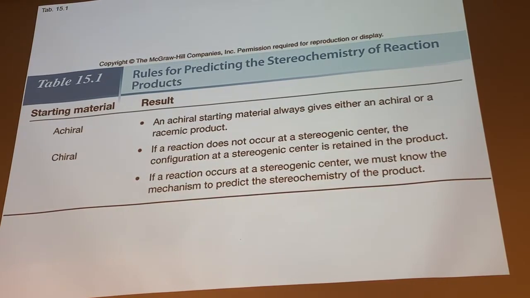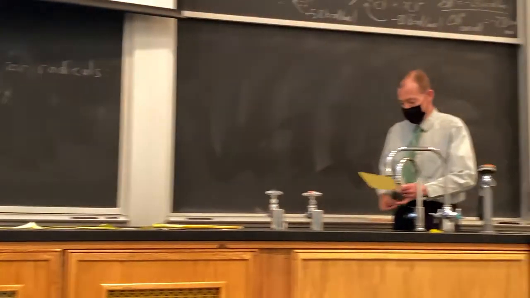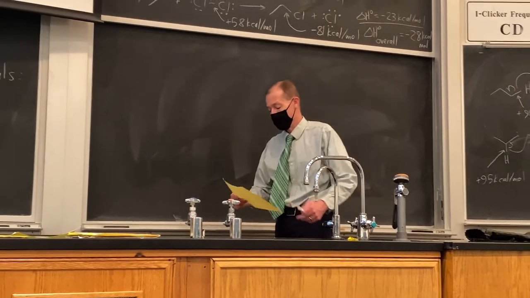If we have a chiral starting material, and the reaction is occurring at a site other than the stereocenter, then that stereocenter is going to be undisturbed. But if the reaction is occurring at the stereocenter, we have to understand the mechanism of the reaction to be able to predict the outcome. So let's see how the information in this table applies to halogenation reactions.